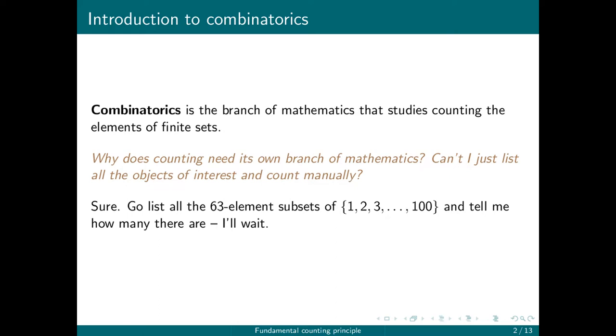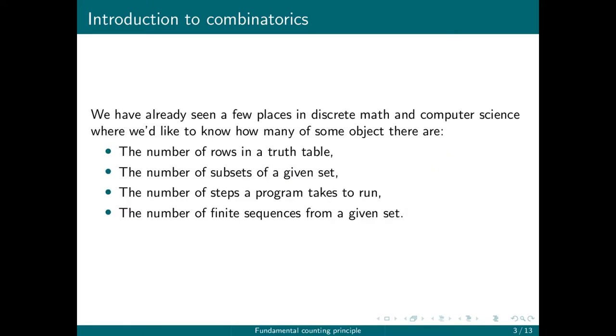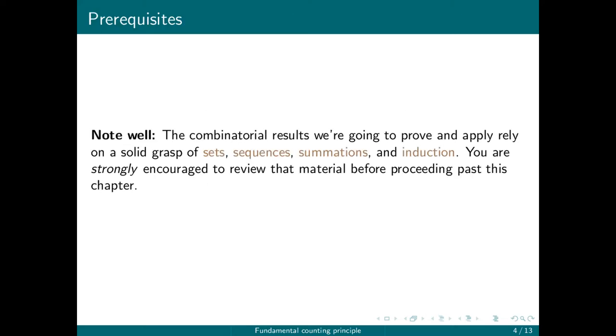It's good that we have this systematic way of counting when the numbers are too big to list everything out individually. So we've already seen a few places where we'd like to know how many of some object there are. We'd like to know how many rows there are in a truth table, how many subsets there are of a given set, the number of steps it takes for a program to run, and the number of finite sequences from a given set, also called lists or arrays.